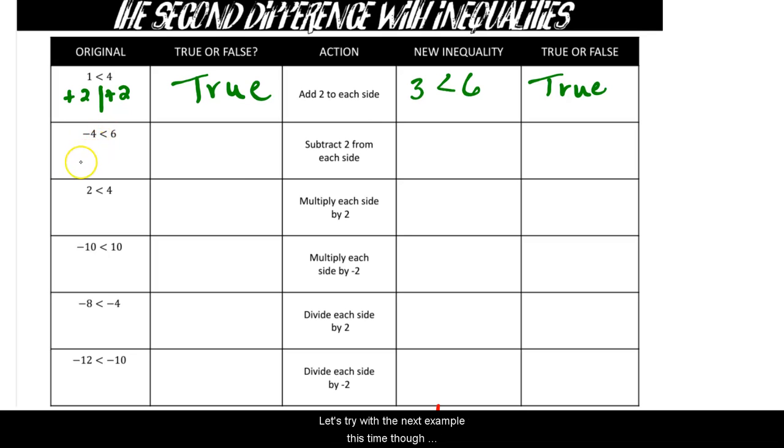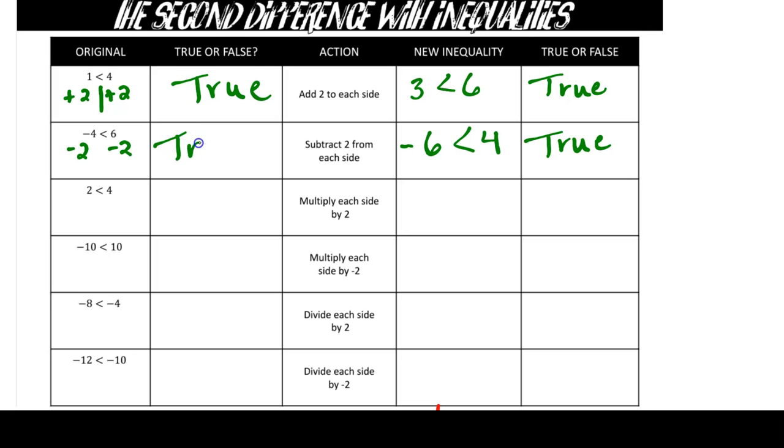Let's try it with the next example. This time, though, we're going to subtract 2 from both sides. So I'm going to subtract 2. Negative 4 minus 2 is negative 6. 6 minus 2 is 4. Negative 6 is less than 4. So that's still true. It was true in the beginning, and it's still true.